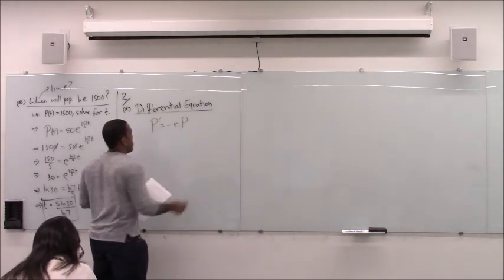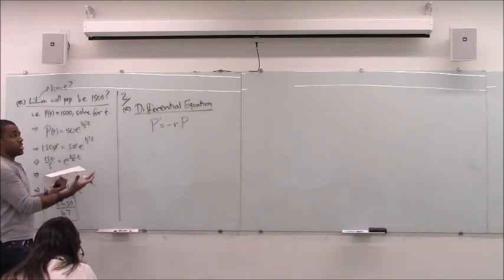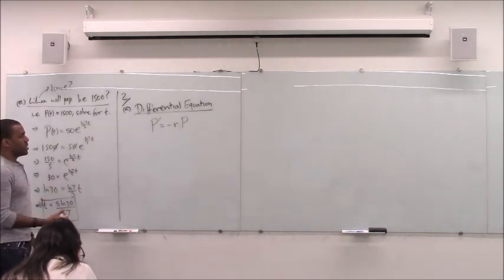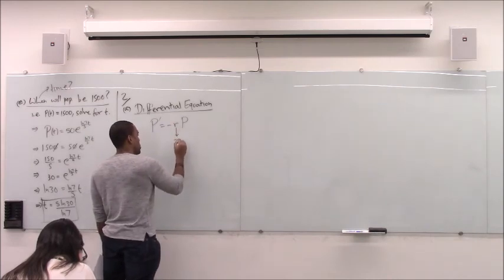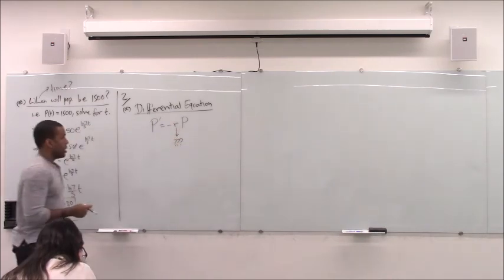P prime equals negative RP. Now, of course, if they said find this equation, that's just a general formula for the equation. So when they say find the equation, basically what they want is for you to be able to plug in R. How did you find R here?